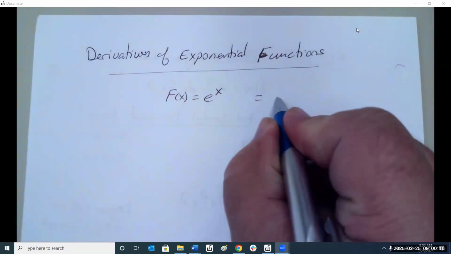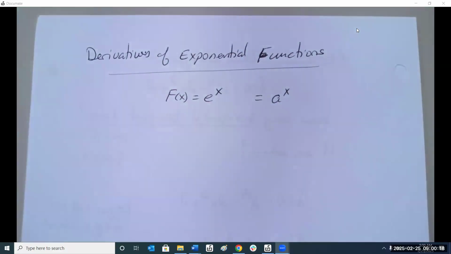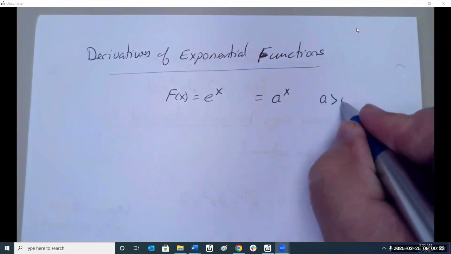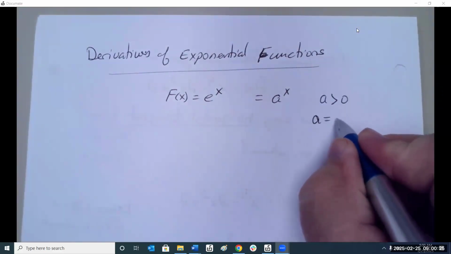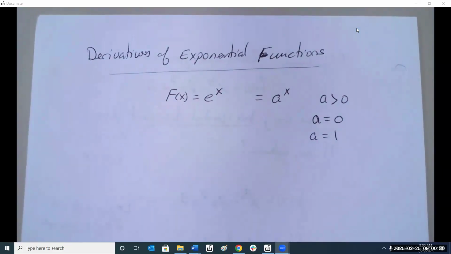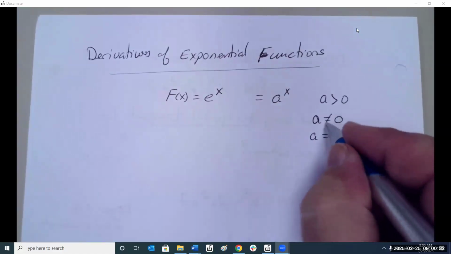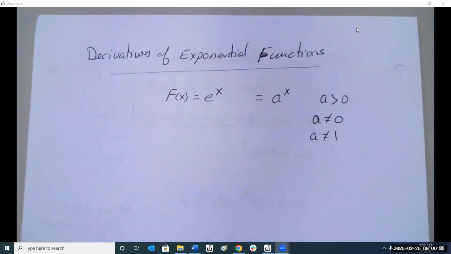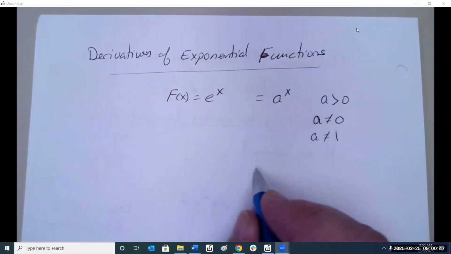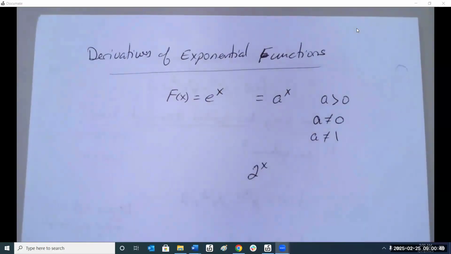It can also be a to the power x, as long as a is positive, a does not equal 0, and a does not equal 1. So that's what this one means. I can have 2 to the power x. I can have 7 to the power x.